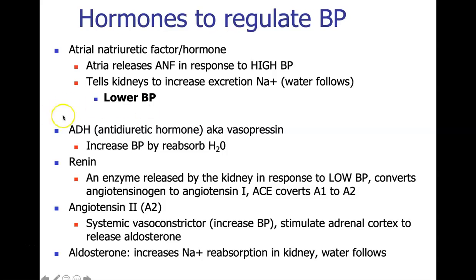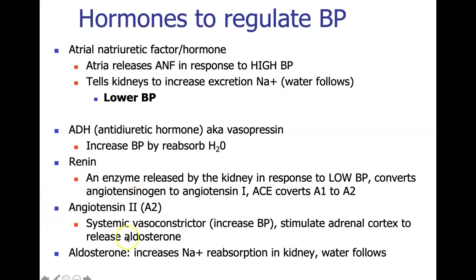A second hormone that regulates blood pressure is called ADH, antidiuretic hormone, also called vasopressin. Remember, this is one of those hormones that comes from the posterior pituitary. This hormone causes an increase in blood pressure by reabsorbing water. So it's going to have the opposite effect of ANH. It's going to increase blood pressure by reabsorbing water, whereas ANH or ANF is going to tell you to dump water out in your urine.